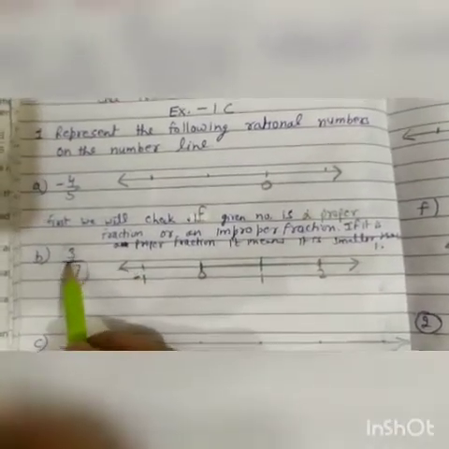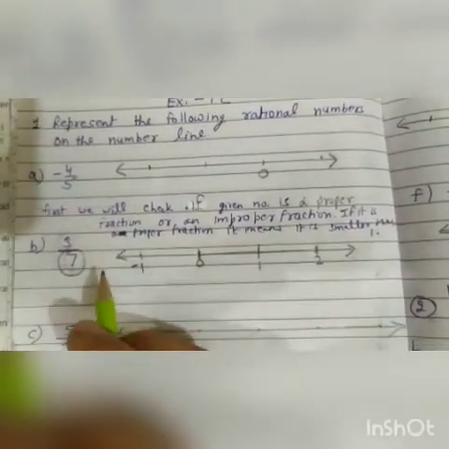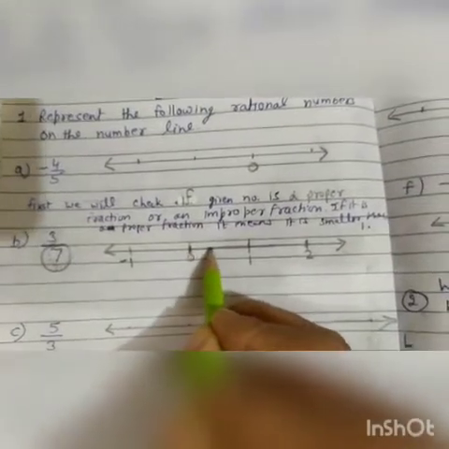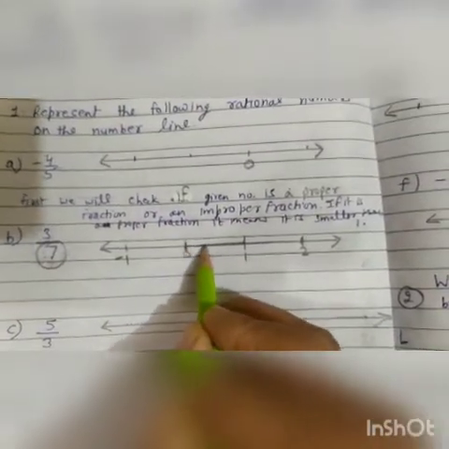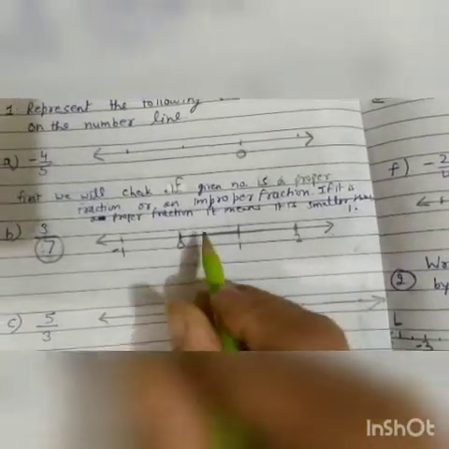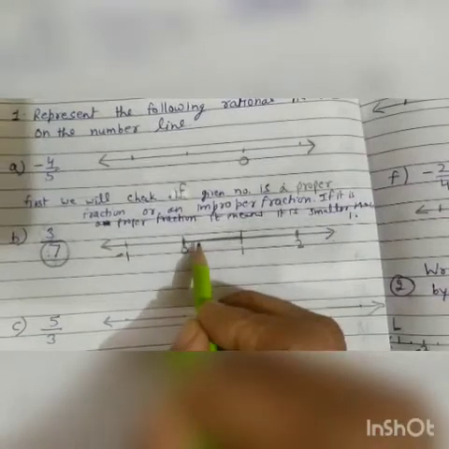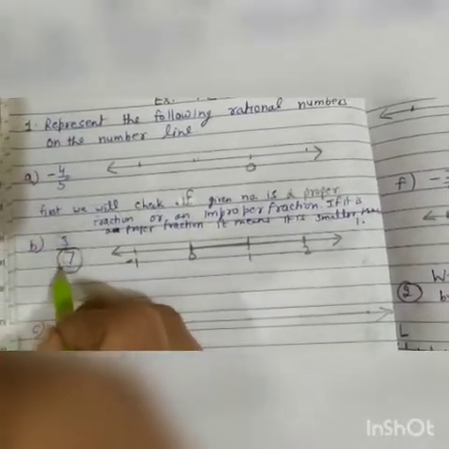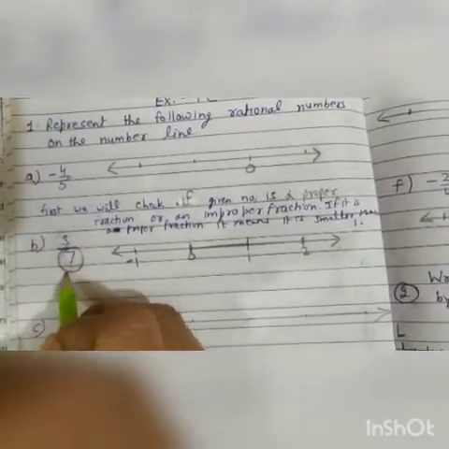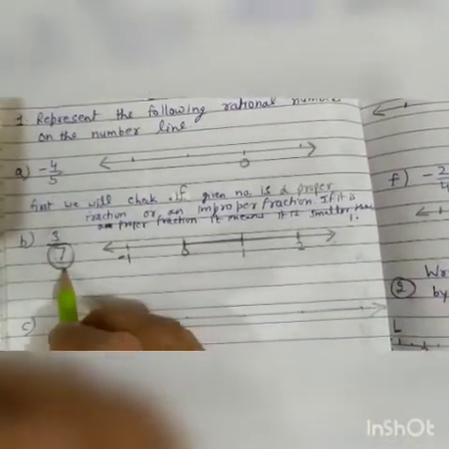Now we will see its denominator. Its denominator is 7. So now we will divide this distance. This is the unit distance from 0 to 1. Now we will divide this distance into 7 divisions. Whatever the denominator is, we divide this distance into that many divisions.